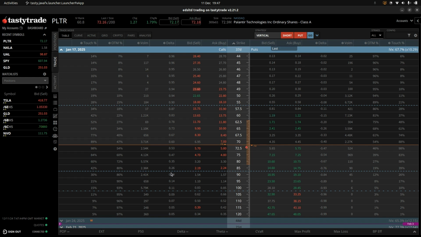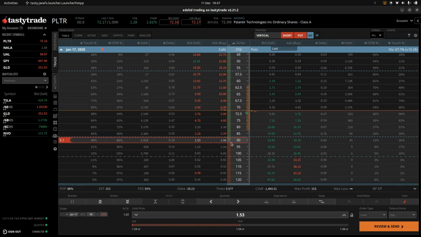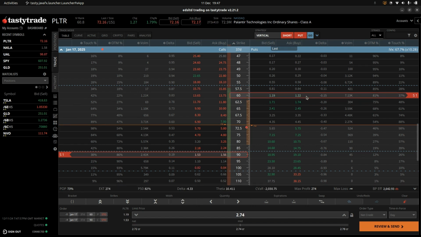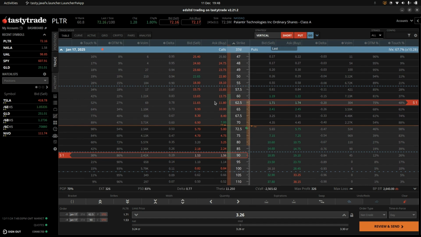If we look here on the call side, we've got a 19 delta at the 90 strike, which looks very nice. And on the put side, we've got a 20 delta at the 62.5 strike, which is also looking very nice indeed. Now we've created this green bar, which shows us where our break-evens are, or our profit zone. As long as price stays anywhere within this green bar at expiration, we'll make money.